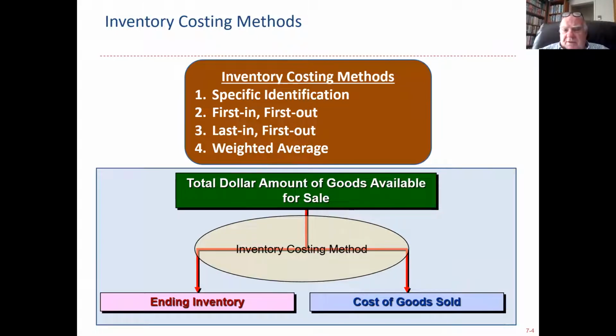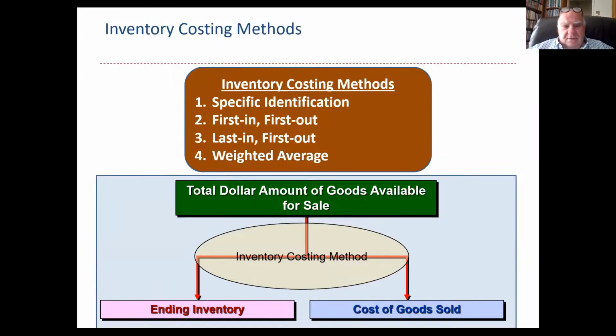We're going to start with a concept called total dollar amount of goods available. Think of it this way. You started off your bookstore and you had 1,000 books on the shelf ready for sale. That's the beginning of the month, the first day. And then during the month, you purchased another 9,000 books. That gives you a total available of 10,000.